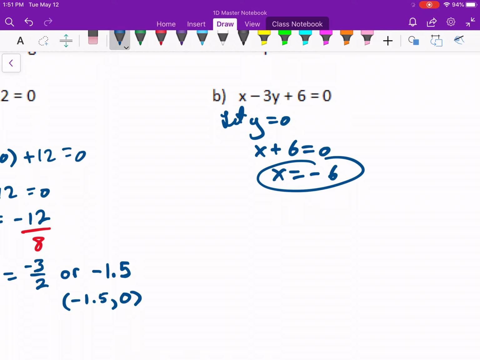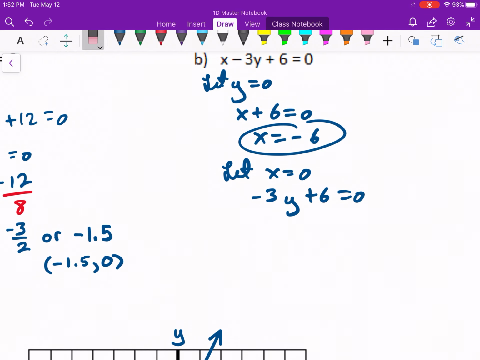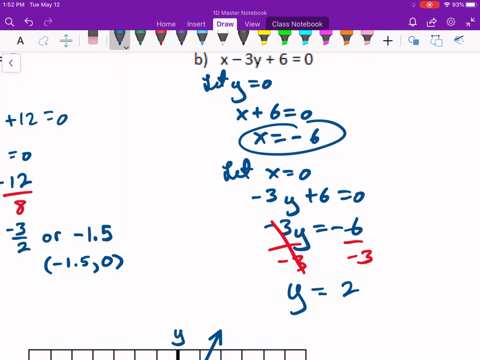If I want to get my y-intercept, I'm going to let x equal 0. And again, that just makes this term go away here. Drawing an x over an x isn't very helpful, is it? Let's just scribble it out. Okay, that term's gone away. Now I'm left with -3y plus 6 equals 0. And again, super quick to solve. -3y equals -6. I do have to divide in this case. And I quickly find out that y equals +2.